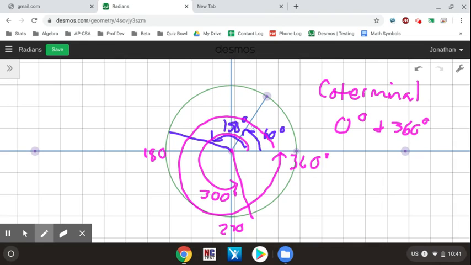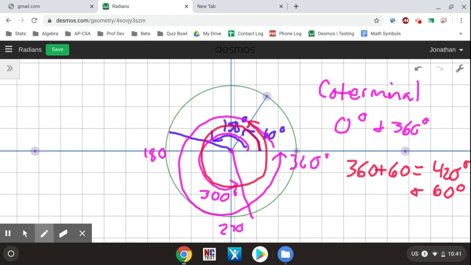Now the truth is, if I'm in degrees, every time I spin around 360 degrees, I get a coterminal angle. For example, we'll mark this one in red. If I started in the middle here, like I was going to that 60 degree angle, but instead I went all the way around and then back to 60, what I would have for that angle is 360 to get all the way around, plus another 60, which would be an angle of 420 degrees. So that means 420 and 60 degrees are coterminal because they stop in the same place.